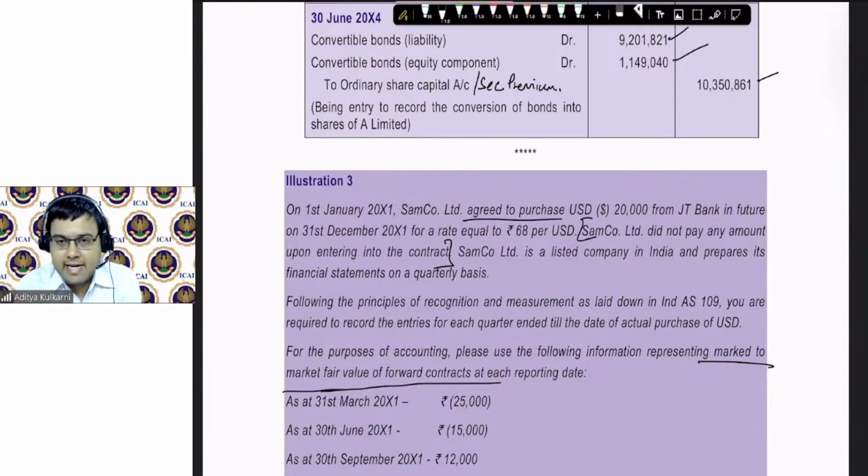Second case is settlement happens at a future date. Is it happening in the future? Yes. On 31st December. Today is 1st January 20X1, so on this date settlement is not happening. Settlement happens after 12 years. And finally, are you making any payment right now? Answer is no, you are not. So that is how we have come to the conclusion that this contract is a derivative contract.